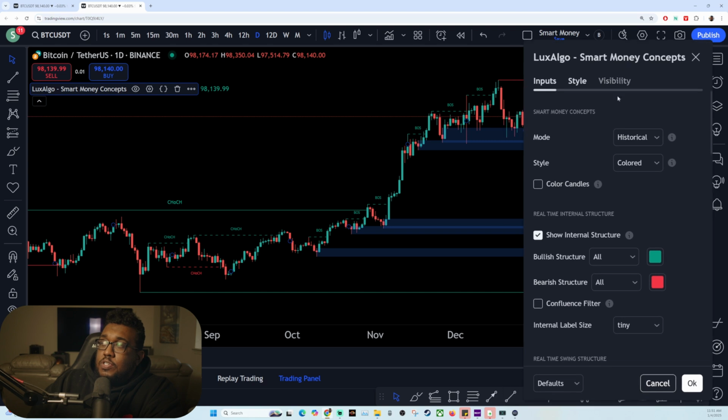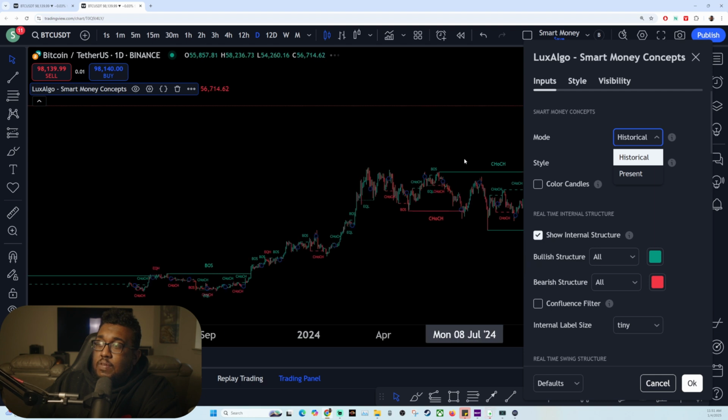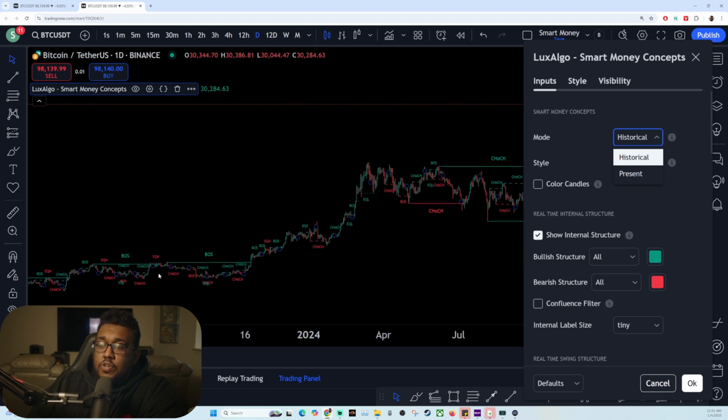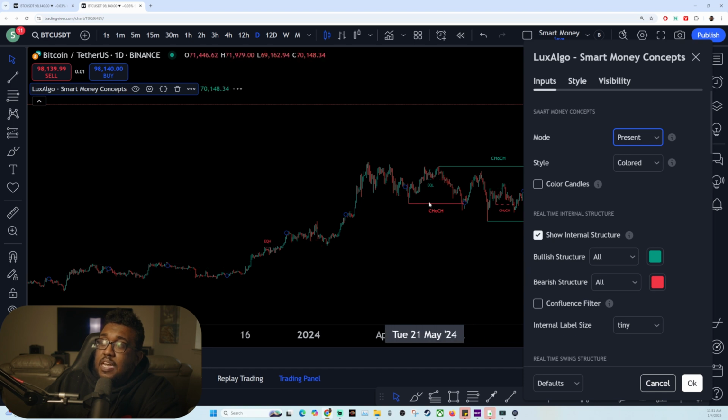You have two modes here. One is going to be historical. The other one is going to be present. Historical basically means that we can see all of the previous change of characters, break of structures, equal high lows. We can see all of it from the past. If you guys go to present, it's only going to show you guys the most recent ones.